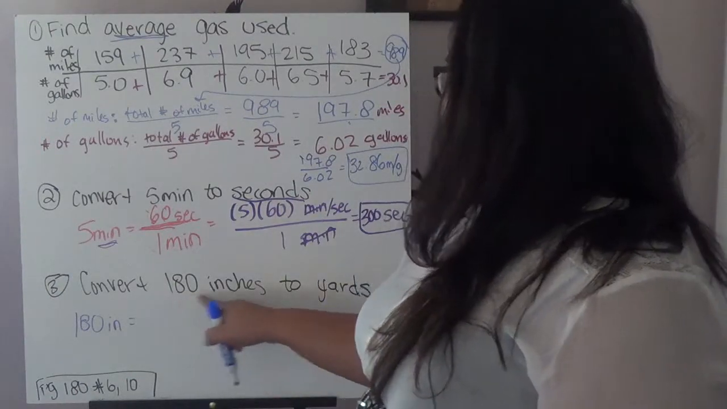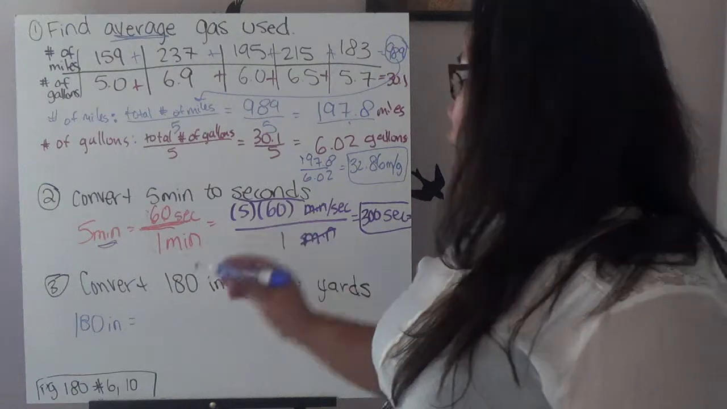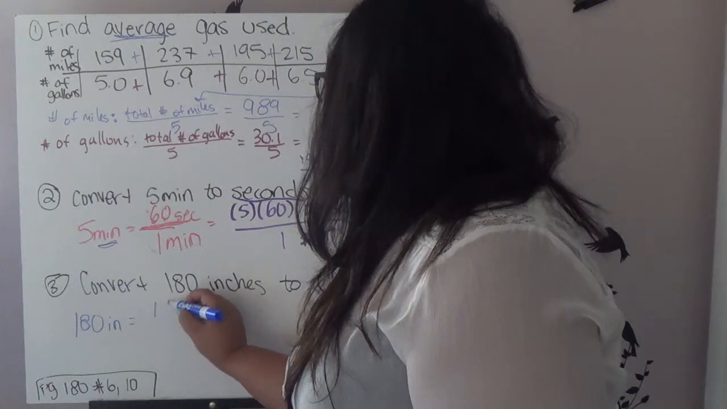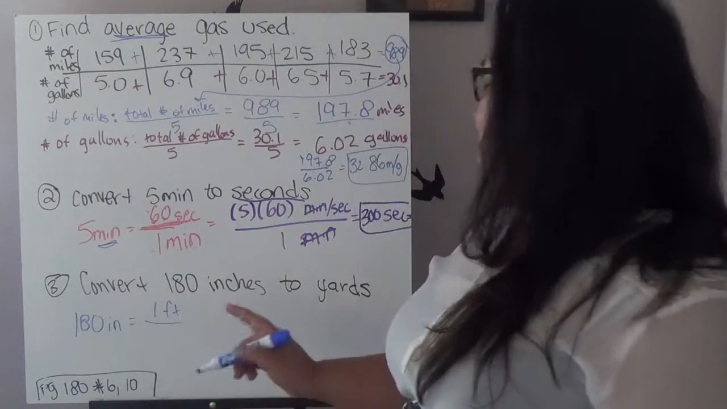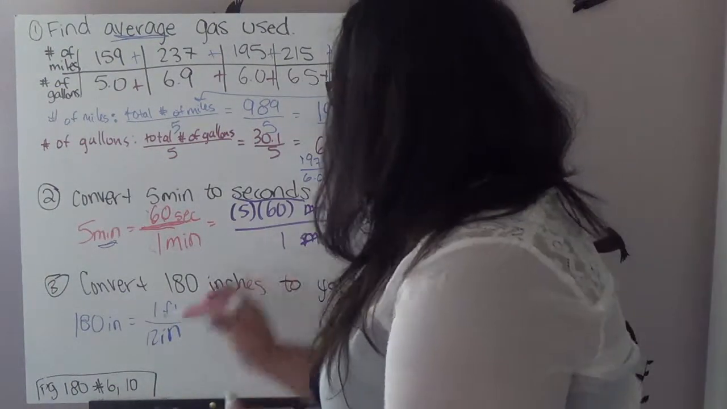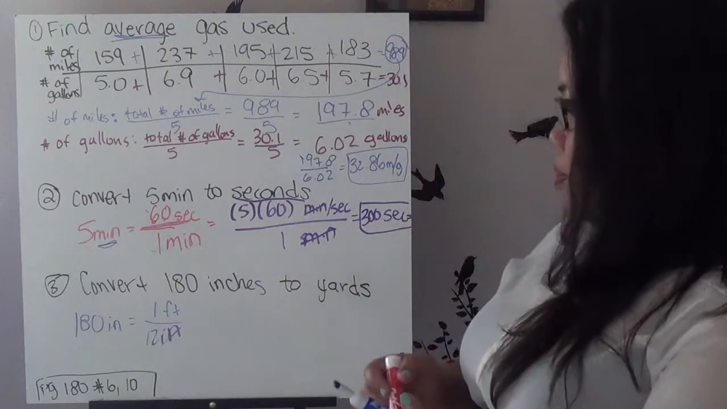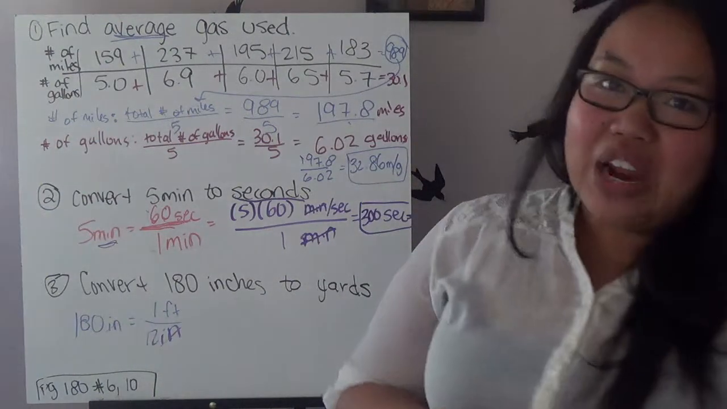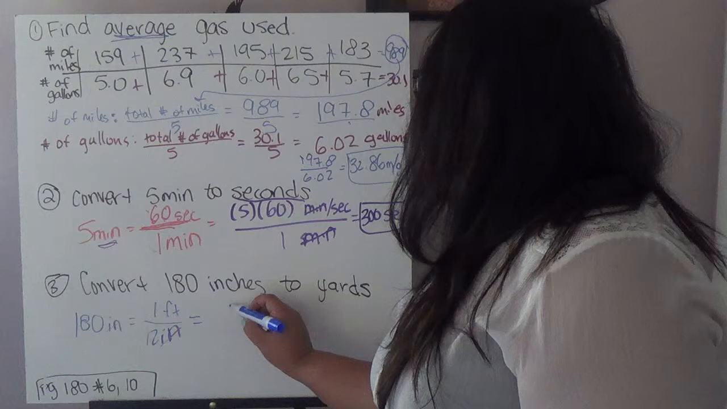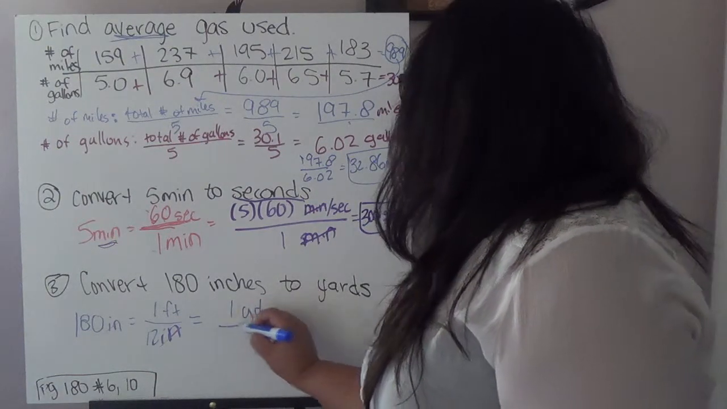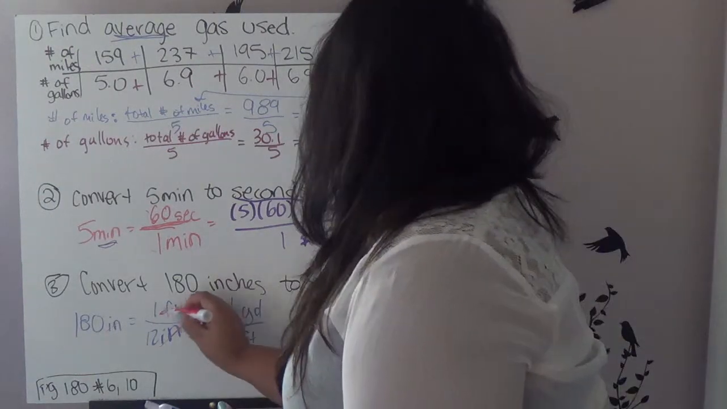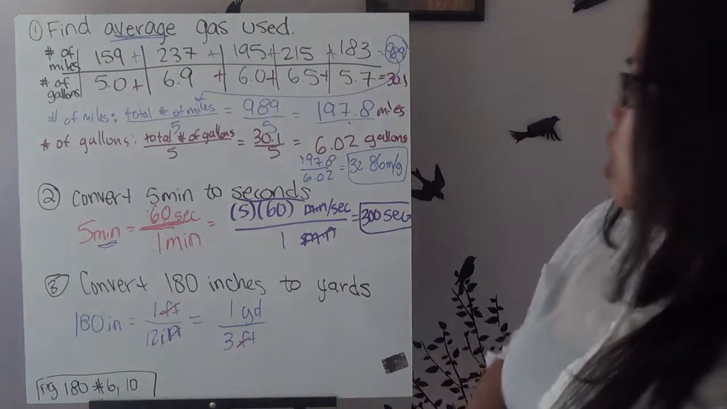So 180 inches to yards, I know that for every 1 foot, 1 foot is 12 inches, right? Because of that, I can now cancel out inches. But my answer right now is going to be in feet. I don't want it in feet. I want it in yards. And I know that for every 1 yard, there are 3 feet. So this then also cancels out feet. So I'm left with just yards.